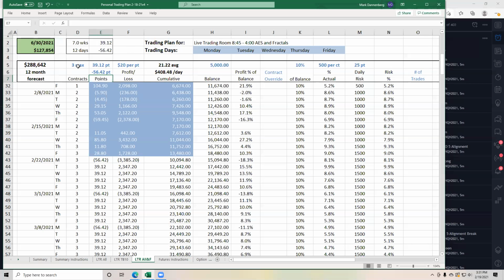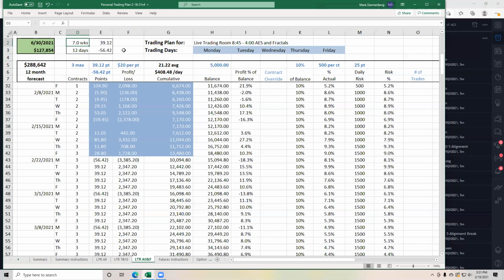So here we're also establishing a maximum of 3 contracts. And we're forecasting right now income for 12 months of $288,642. That's for calendar year 2021. Here's what I think is realistic, though. I think that number might decrease or increase.